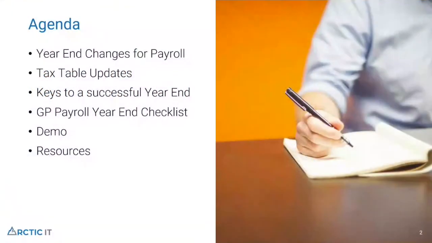Here's what we're going to be covering today. First, we're going to talk about the payroll-specific changes contained in the GP Year-End Service Pack or update. Then we'll review the 2019 tax tables and the first 2020 tax tables. We'll go over some keys to a successful year-end and then dive into the payroll year-end checklist, which is essentially all the steps that you'll need to go through to close out the year. I'll follow with the demo of the actual process itself and finally wrap up with some additional resources to assist.